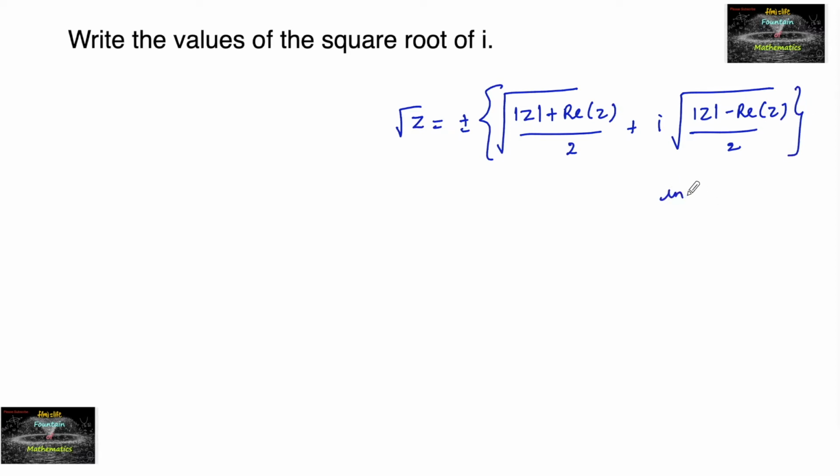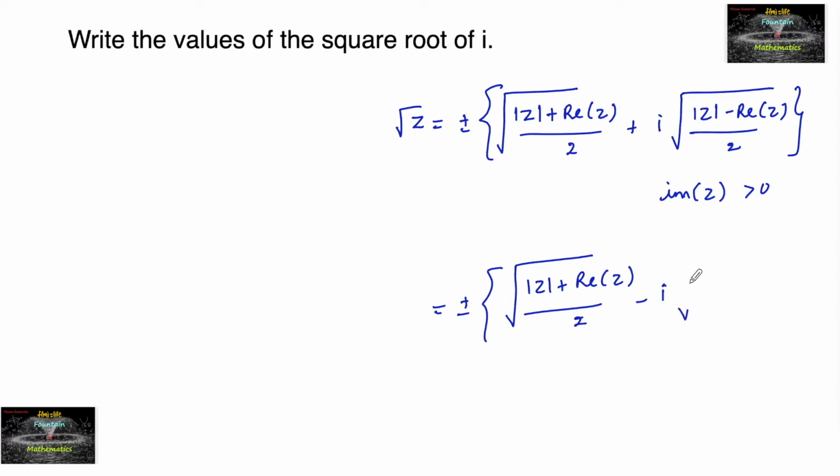This is when the imaginary part of z is positive, and we can also write plus or minus under root of (mod z plus real part of z) upon 2, minus i times root over (mod of z minus real part of z) upon 2. This is when the imaginary part of z is less than 0. So here in this problem, we need the square root of i.